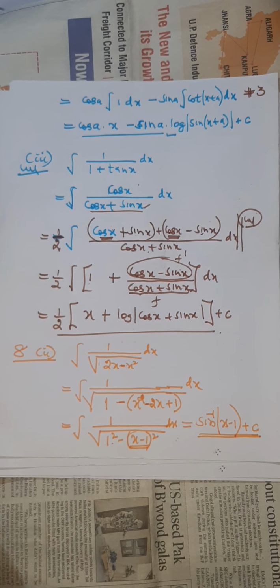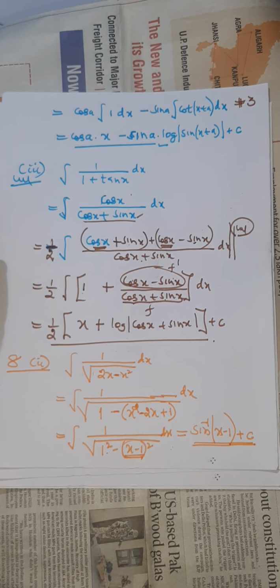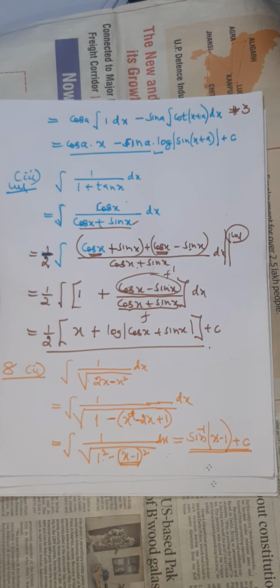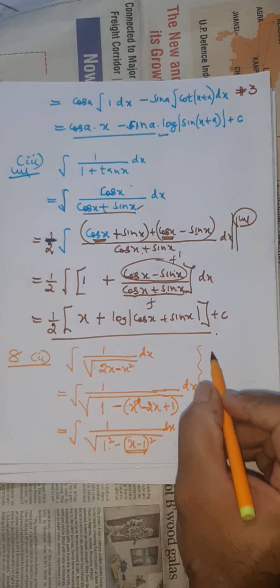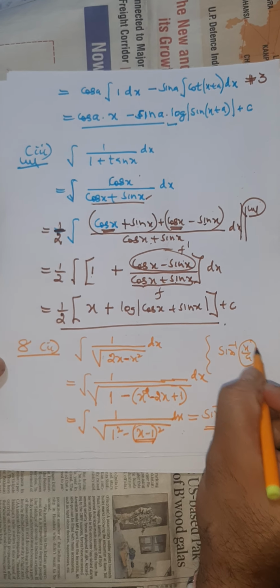Which formula you have used? You know, 1 upon root of a square minus x square. What is 1 upon root of a square minus x square? You know, it is sine inverse x by a. I have used this formula. Sine inverse x by a. Remember, I have used this.